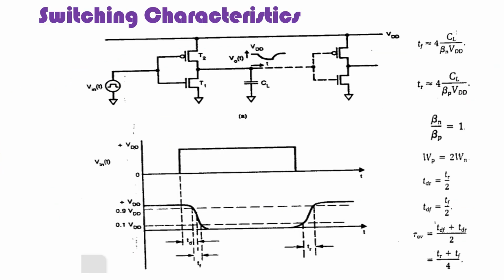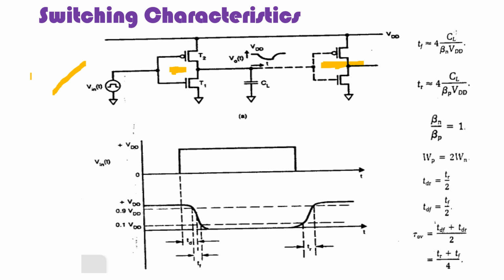Next we have switching characteristics. Switching is whenever there is a change between 0 and 1 or 1 and 0. For example, the first circuit on the left hand side is a NOT gate, and the output of the first NOT gate is the input to the second NOT gate. So when I change my input from 0 to 1 or 1 to 0, the output will also change.